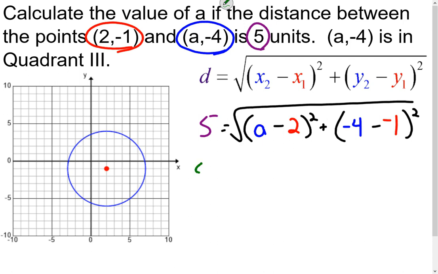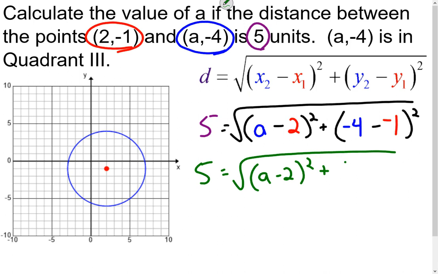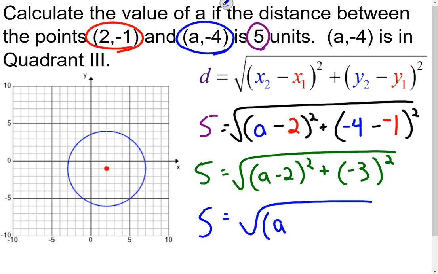So here I go. I just start simplifying things. 5 is equal to, well, there's nothing to do here. So I still have a minus 2 squared plus, but this is going to come out to be negative 3 squared. Keep going. And I'll have 5 equal to the square root of this. Still have this as a minus 2 squared plus, this is going to turn out to be 9.